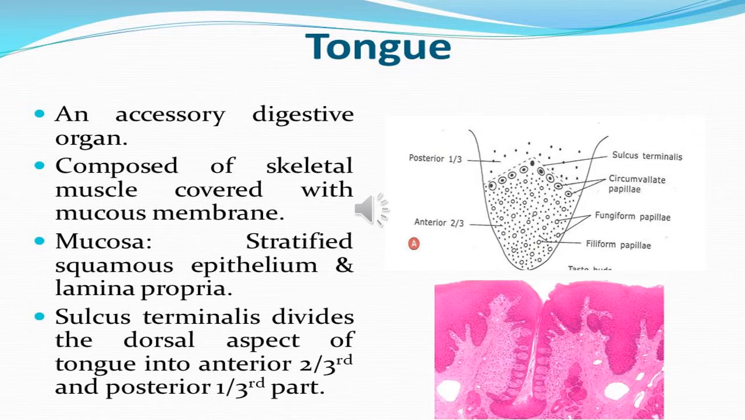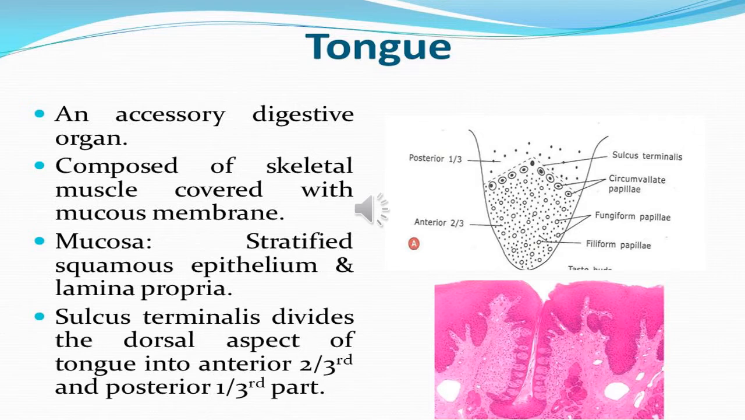It has got mucosa which is made up of epithelium, and the epithelium is a stratified squamous epithelium, and the lamina propria which is lying just below it. And the surface of the tongue is divided into two aspects. The upper or superior one is called the dorsal surface. It is roughened, and the lower or inferior surface is also called the ventral surface. It is smooth.